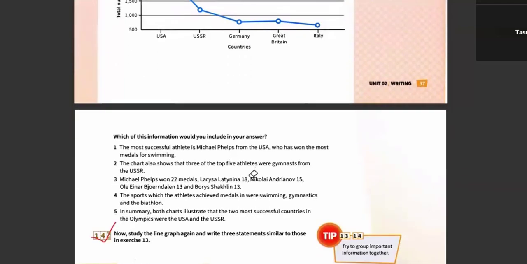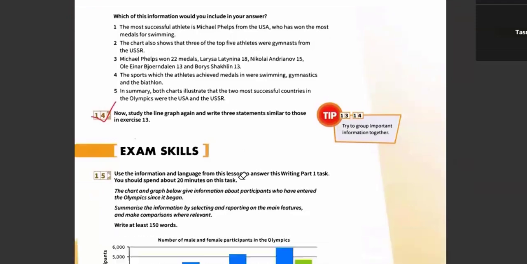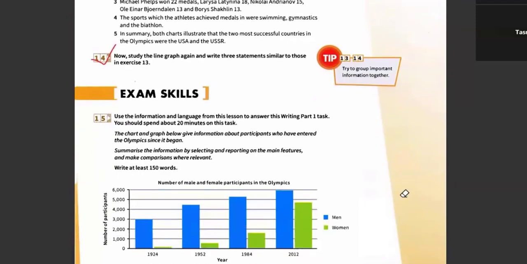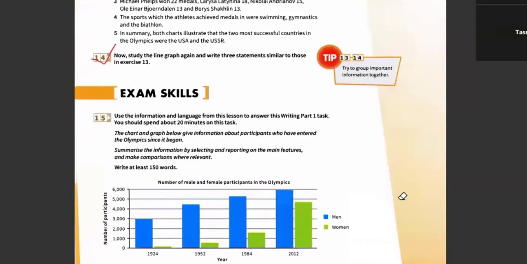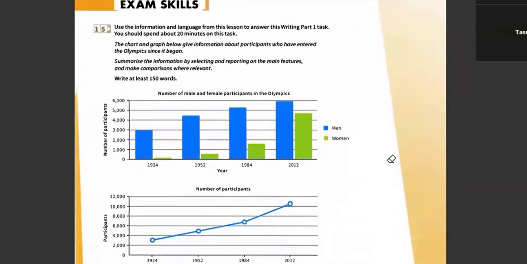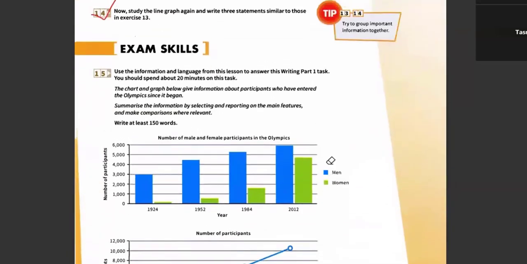The rest of the statements were very nicely stated, and it was well spoken at the moment. I'm not saying well written. So here, now, this exam skill that you have, I will give this as a homework to you again. This will be on two diagrams. So let's see what it says. Use the information and language from this lesson to answer this writing part one task. You should spend about 20 minutes.